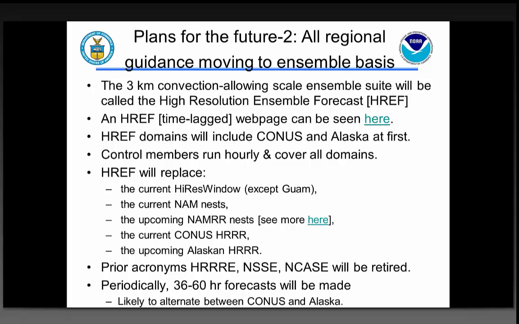This system will subsume, or replace, the high-res window, except for Guam, the NAM-NEST, the NAM-RR-NEST, which will be coming up with the NAM-RR, the CONUS-HRRR, and the Alaskan-HRRR, which would also either be coming in at the same time or just prior. So these old acronyms are going to be retired, and periodically we'll be extending this to the longer range so that the SPC can turn off their SSEO, their Storm Scale Ensemble of Opportunity.